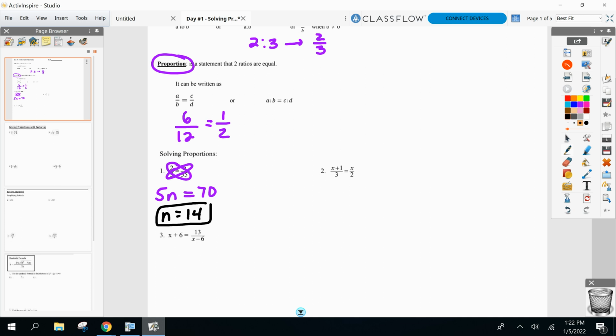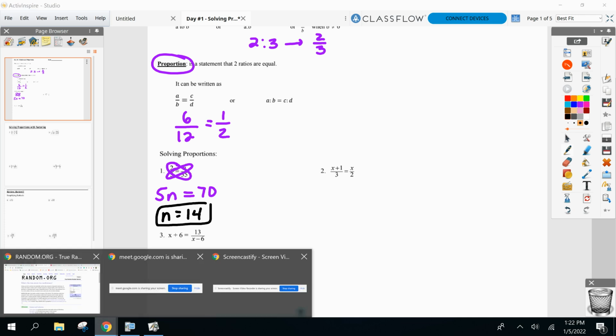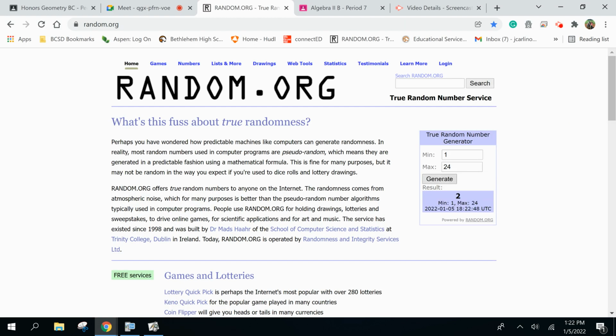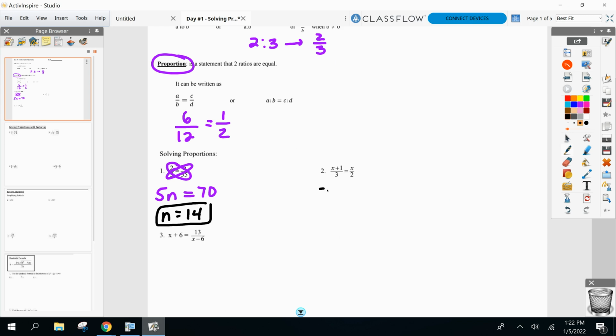3x equals 2x plus 2. There you go. Matt distributed. 3x equals 2x plus 2. And now you can solve. Okay, now you can solve. Move the 2x over. X equals positive 2.